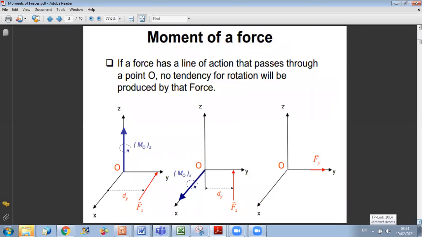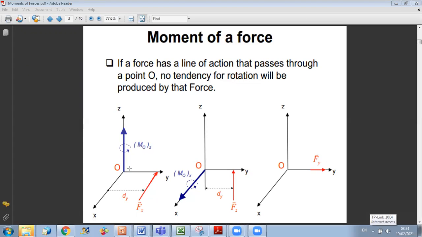Now, let us see some particular cases. Okay, we will see that if a force has a line of action that passes through a point, it cannot do any rotation about any axis passing by this point. So if you look at the figure here, the force Fx first cannot produce a moment about x, of course. Why? Because it's parallel to x. A force can never produce a moment about an axis that is parallel to it.